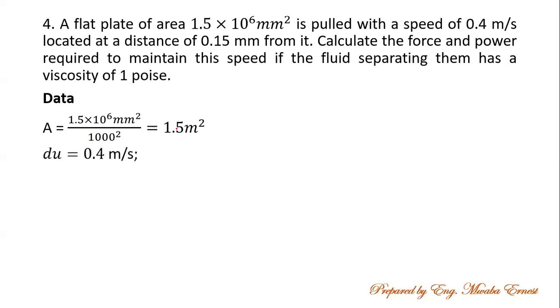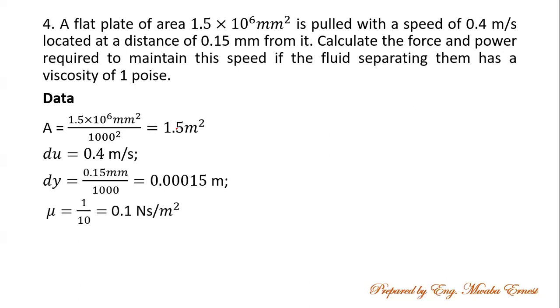The velocity, it's the plate being put on a surface, meaning while the plate is moving, the other surface is at 0. So the du is still 0.4. The thickness of the lubricant is 0.15. So if I divide that by 1,000, I introduce 3 zeros in front of the 1.5. So 0.00015.